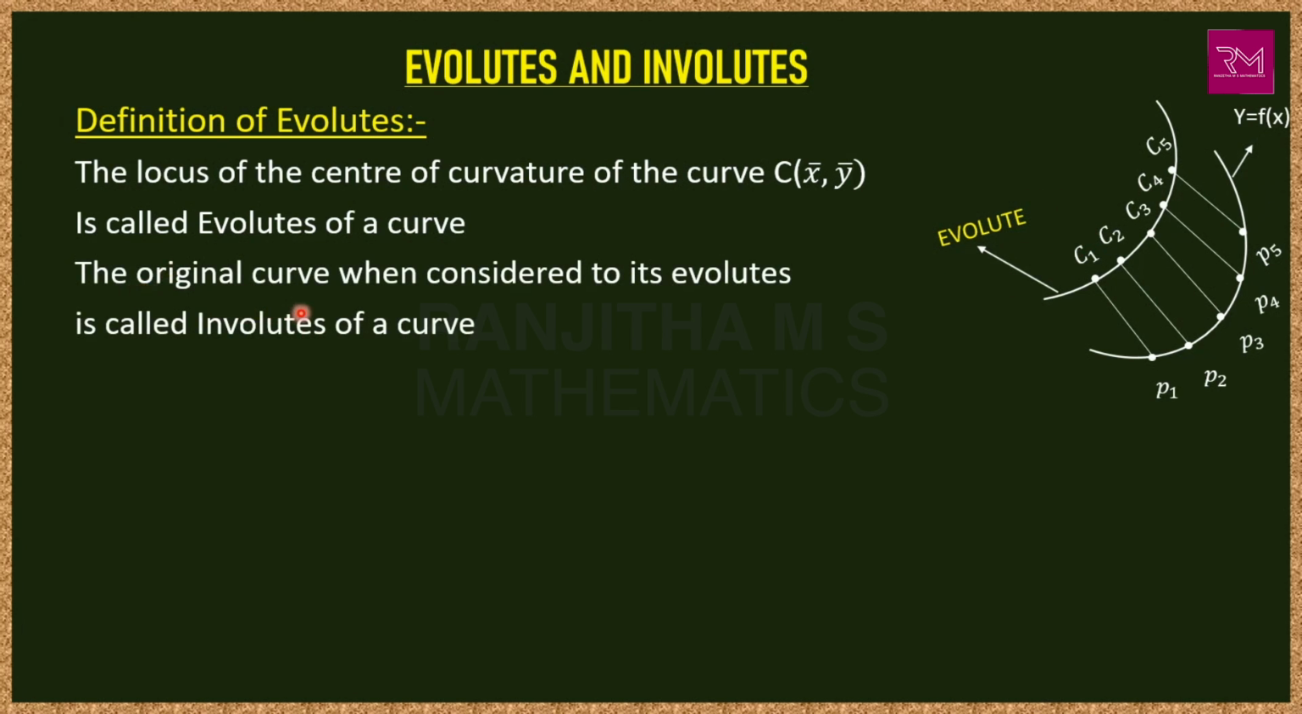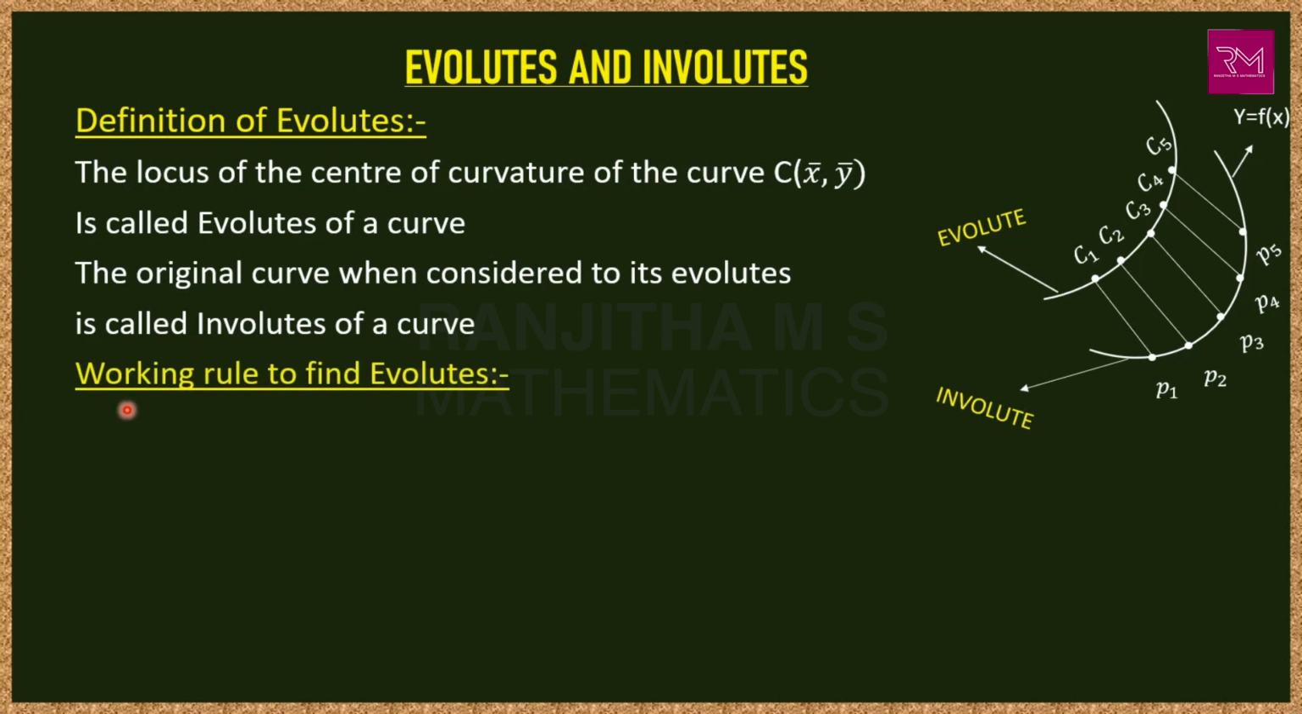Similarly, the original curve, when considered with respect to its evolute, is called the involute of a curve. Here, y is equal to f of x is a curve. From this curve, we obtain the evolute of the curve. Hence, we can conclude that the original curve when considered with respect to its evolute is called the involute of a curve. This curve is nothing but the involute of a curve. From this curve, we obtain another curve. That curve is nothing but the evolute of a curve. This is the definition of evolutes and involutes of a curve.